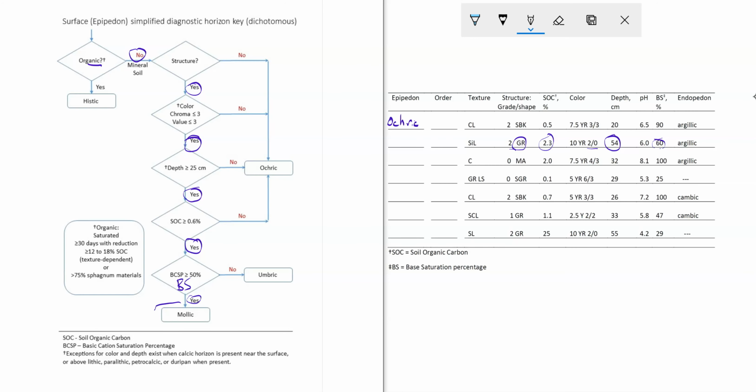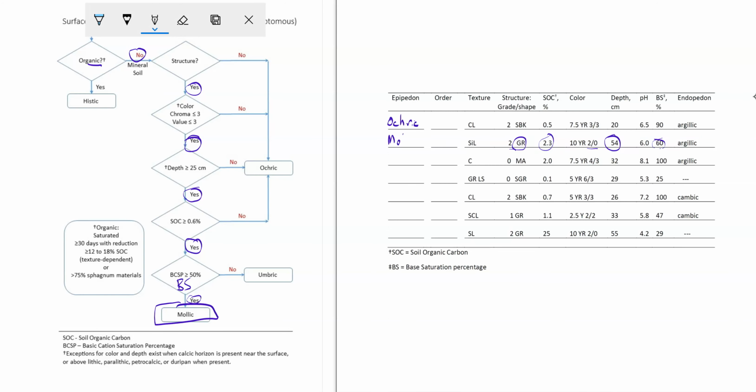That finally leads us to a box. And in this case, our box is the mollic horizon. Sorry about that. Let's continue then. We'll reset what we've got here.